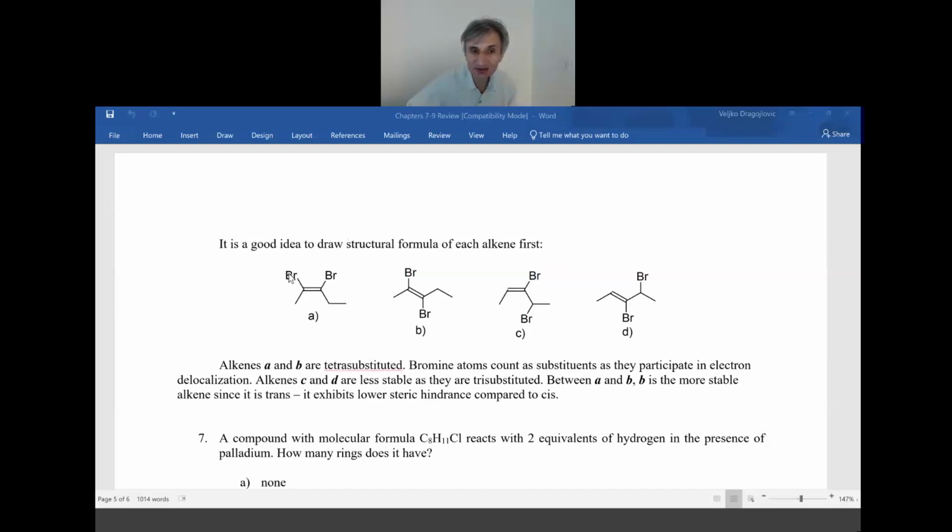A is cis, with 2 large bromines on the same side. B is trans, with 2 large bromines on opposite sides of the double bond. Trans, in general, has less steric hindrance because large substituents are on opposite sides of the double bond, as far apart from each other as possible. So that's why B is the correct answer.